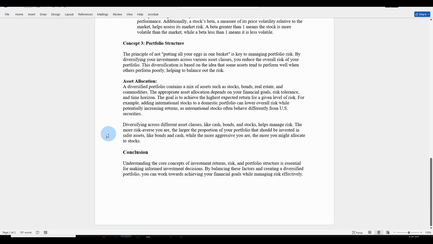The more risk averse you are, the larger the proportion of your portfolio that should be invested in safer assets like bonds and cash, while the more aggressive you are, the more you might allocate to stocks.